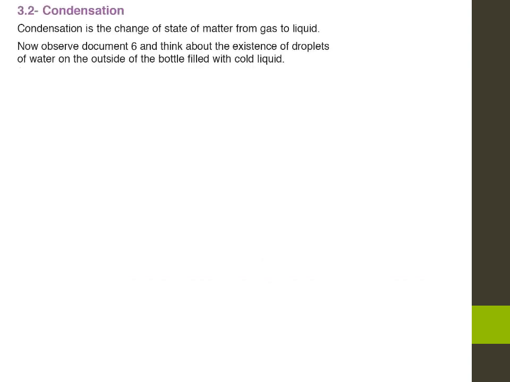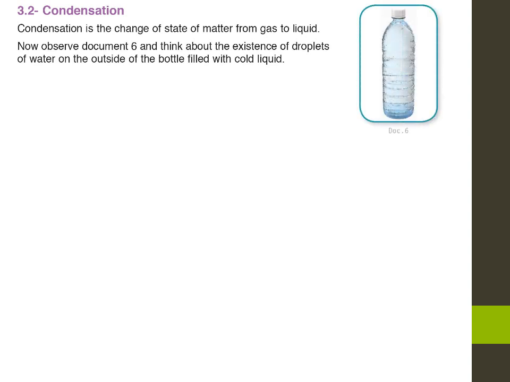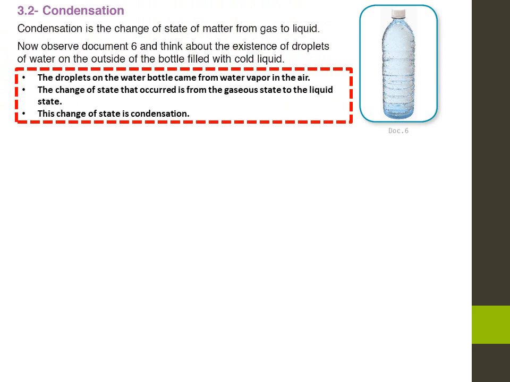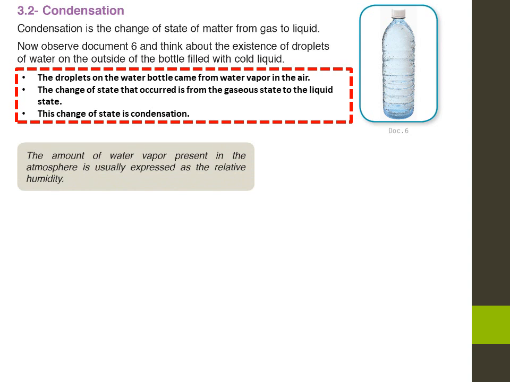Condensation. Condensation is the change of state of matter from gas to liquid. Now observe document 6 and think about the existence of droplets of water on the outside of the bottle filled with cold liquid. The droplets on the water bottle came from water vapor in the air. The change of state that occurred is from the gaseous state to the liquid state. This change of state is condensation.